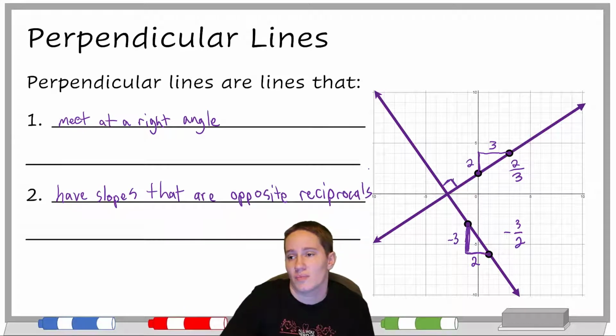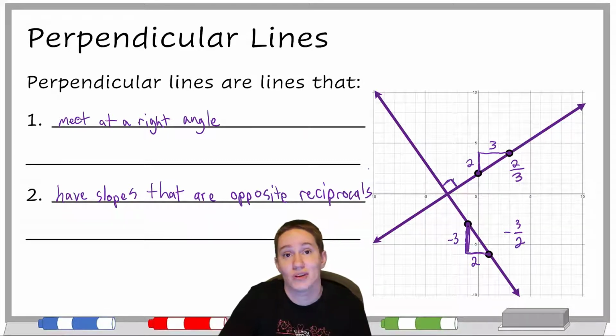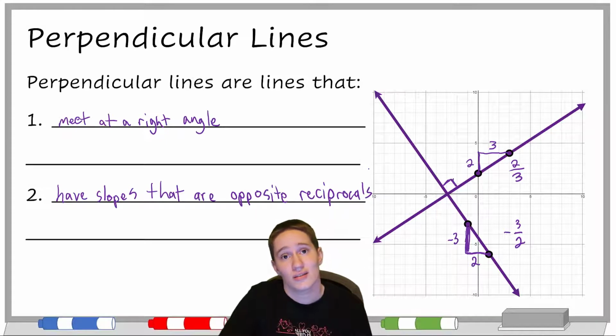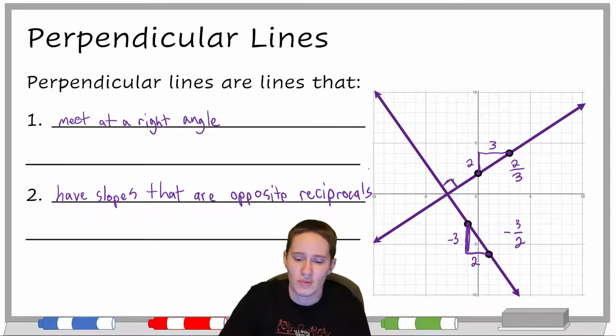Now, why do we care about perpendicular lines or parallel lines? Well, we have lots of places where we would like our lines to be either parallel or perpendicular. Architecture in particular is one. Your wall and your floor are hopefully perpendicular. Your ceiling and your wall are hopefully perpendicular. The ceiling and the floor are hopefully parallel. And that's not to say necessarily that architects are writing equations of lines when they're designing houses, but maybe they do. I don't know. I'm not an architect.